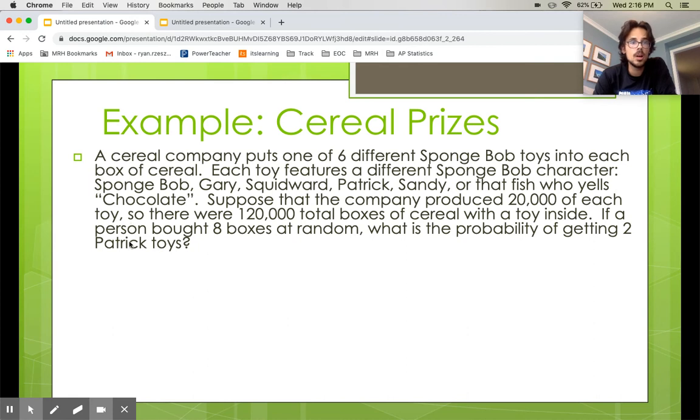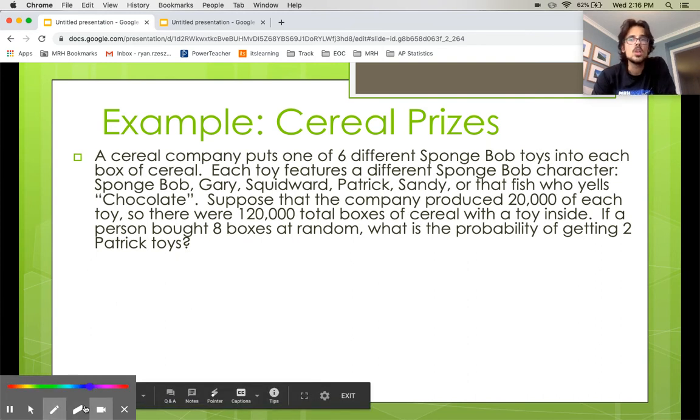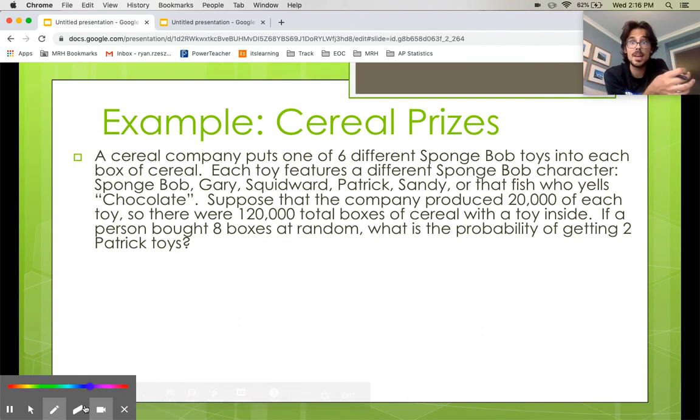If a person bought 8 boxes at random, what's the probability of getting exactly 2 Patrick toys? So you are picking a cereal box. And when you pick a box, you don't put the box back on the shelf and pick a second box of cereal. Like, you don't buy the same box twice. That doesn't make any sense. So we're sampling without replacement.